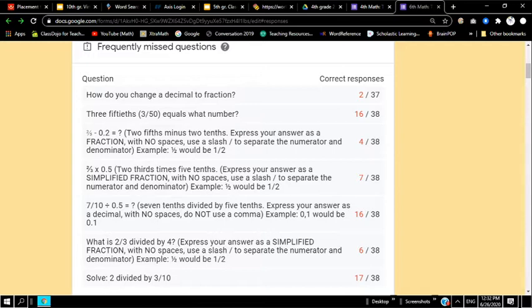Here you see, for example, how do you change a decimal to a fraction? Only 2 out of 37 students had responded that correctly. So we definitely need to understand that, or it might have been just a question error, you know. So there were 38 students that responded, which is a little bit less than the total number of students in both 6A and 6B, but that's okay.